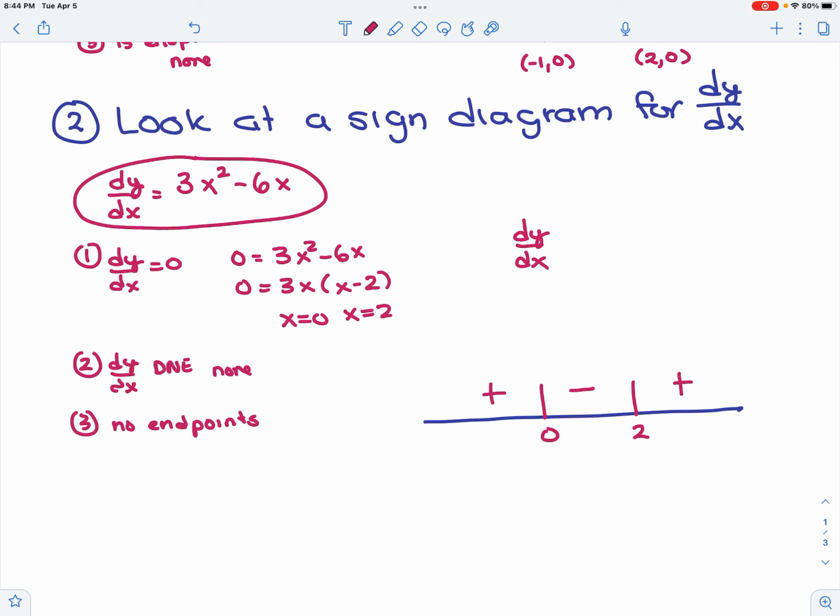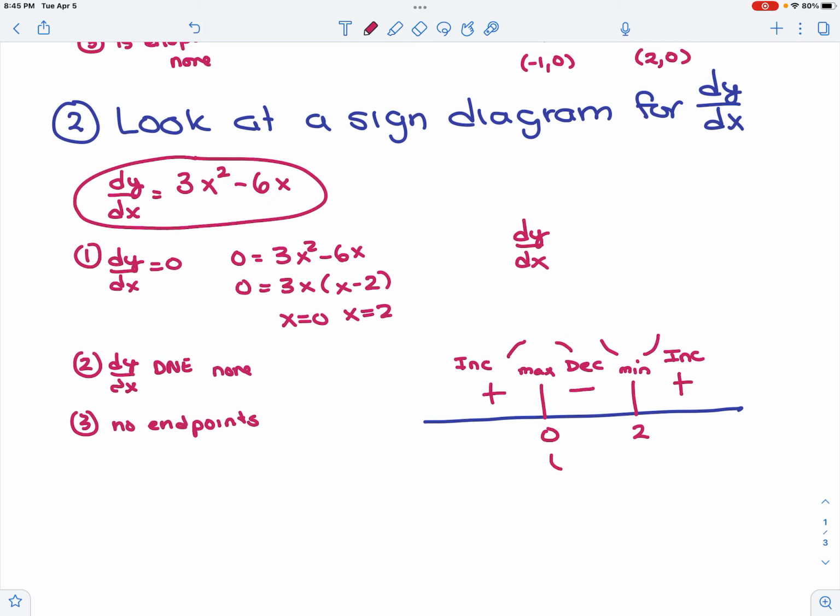And this is now telling me about my original graph that it's increasing, decreasing, and increasing, because a positive slope is increasing, a negative slope is decreasing. And then I can take a look to see what, when the derivative is equal to 0, what that's telling me about the original graph. So if I'm increasing and then decreasing, right here I get a maximum value. And if I'm decreasing and then increasing, right here I get a minimum value.